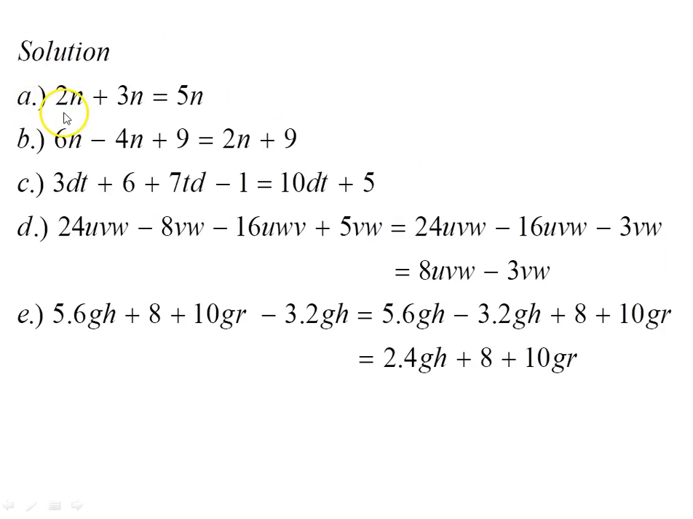The solution, A: 2n plus 3n gives us 5n. 2 plus 3 is 5, and they've each got the single term n next to them. Next, 6n minus 4n plus 9. Well, we can combine the first two terms because they are like terms. So 6n minus 4n is 2n, and then we have the plus 9 on the end because there's no n attached to the 9. We can't add or subtract it to either of these terms.